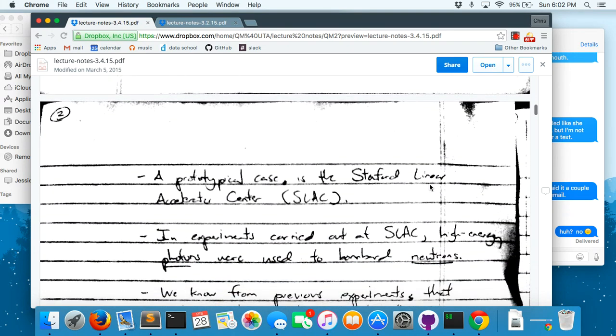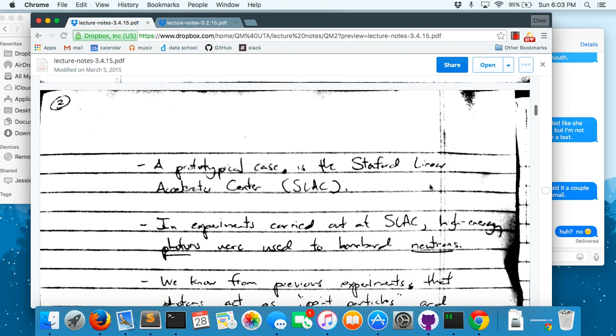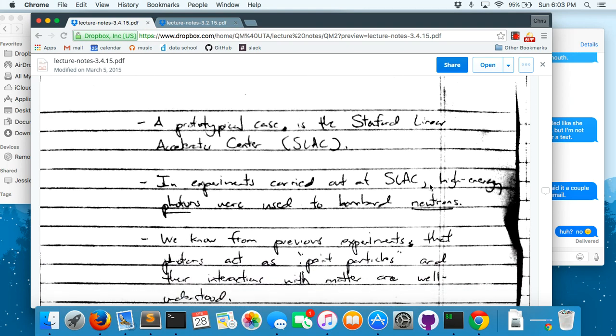So kind of the prototypical case, but it's kind of outdated now, is what the Stanford Linear Accelerator Center, or SLAC, did. Nowadays, it's more of a condensed matter lab, I think, than a high energy or nuclear lab. But SLAC was an important place where a lot of important discoveries were made in high energy physics and nuclear physics. One of those results were experiments that were carried out where high energy photons were used to bombard neutrons, right?